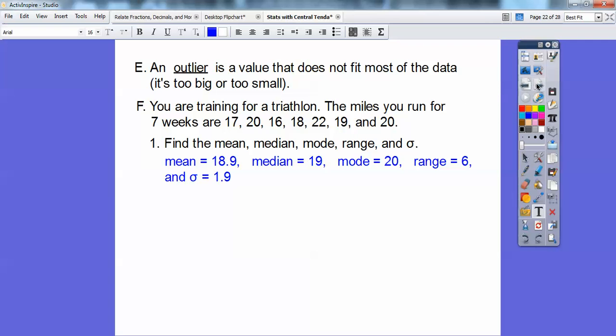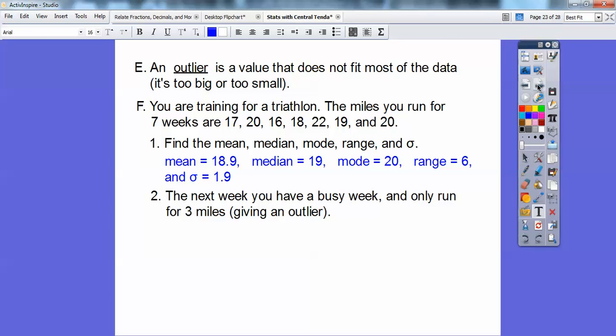Okay, now let's just say the next week you had a really busy week and you couldn't run that much, so you only ran 3 miles. So it gave us an outlier, and we'll learn how to calculate whether it's an outlier or not in a few sections away, you guys. But right now this is an outlier, and I'll show us why it's an outlier later. Okay, anyway, now what I want you to do is calculate your mean, standard deviation, and all that other stuff. I've done that right here for us.